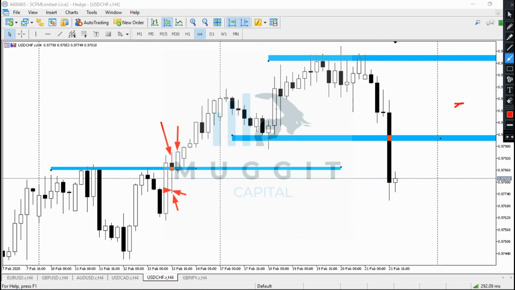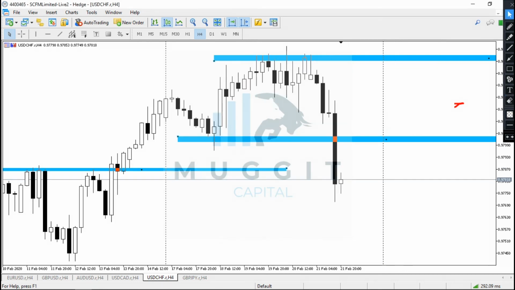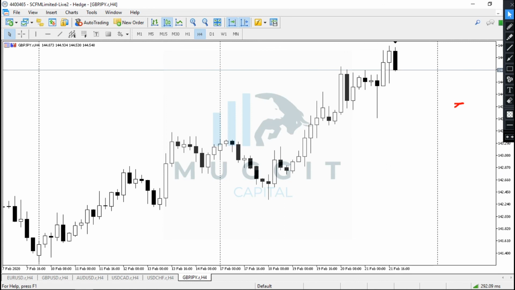You understand? Those are the small things I look at before I take a trade, trying to understand what the market is telling me. I don't just trade because price is at support or because price is at resistance. I trade what I see, what I understand the market is telling me. So then we'll finish with GJ.